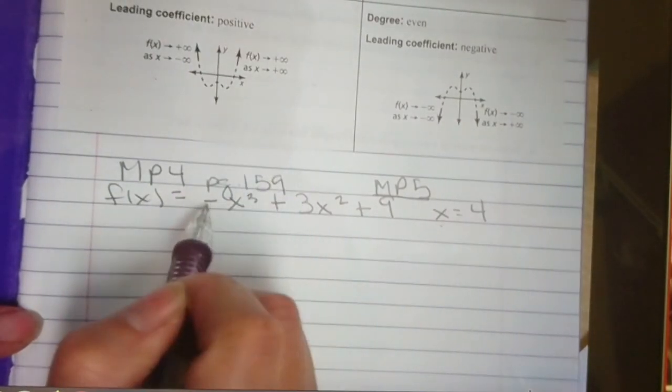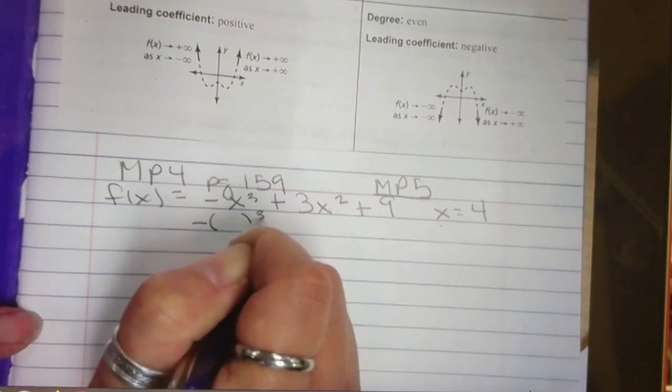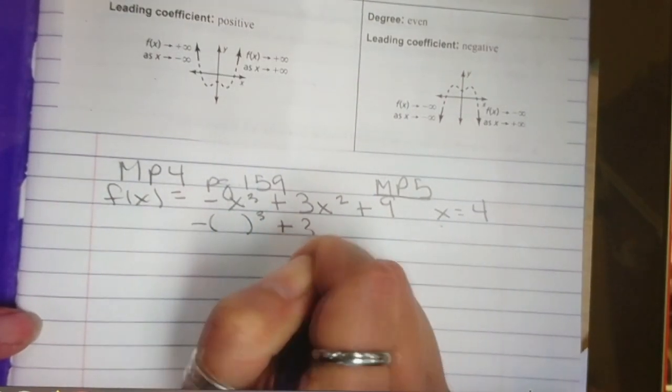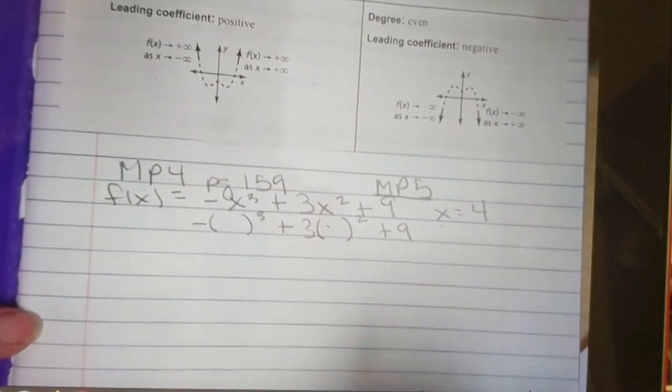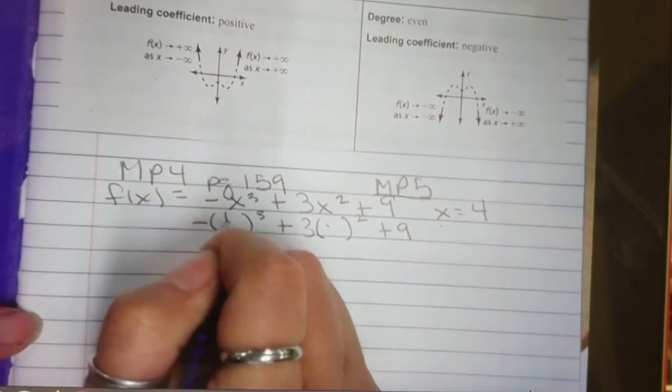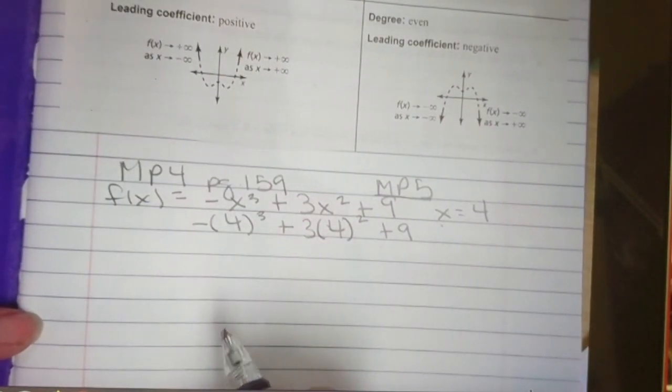Okay, so the difference here is this negative. So wherever you see x, you put parentheses. I'm going to leave it blank. So instead of the x, I'm going to put 4. Okay, 4 to the third power, what is it?